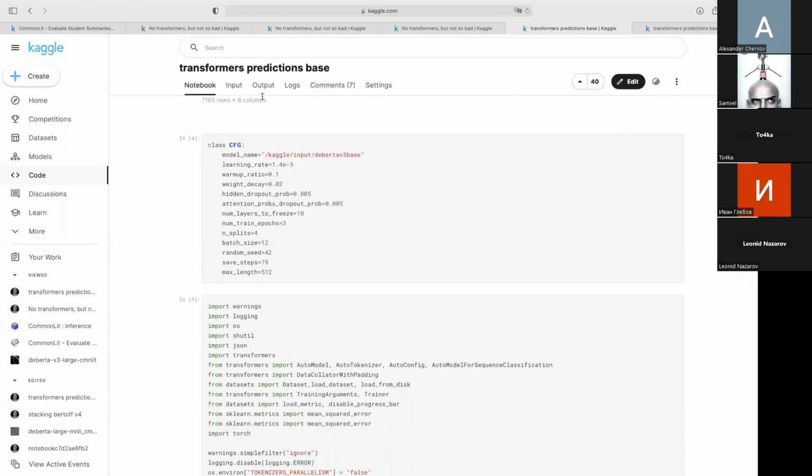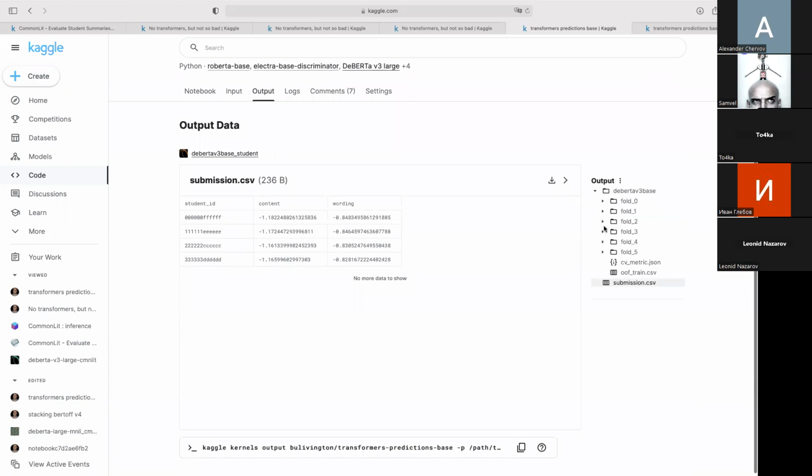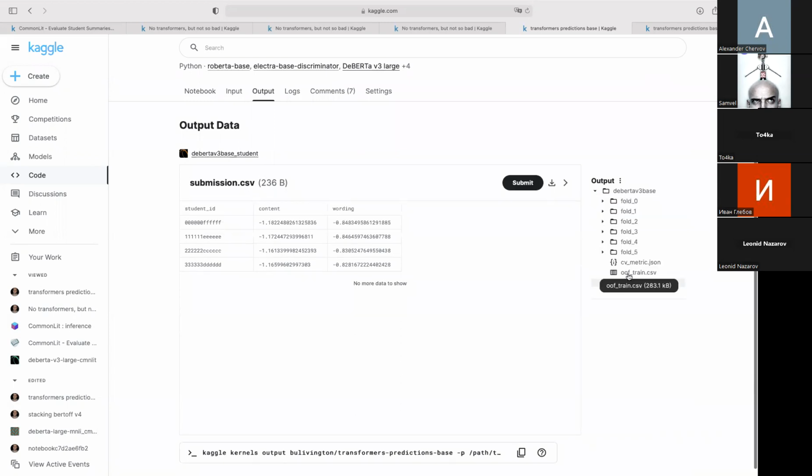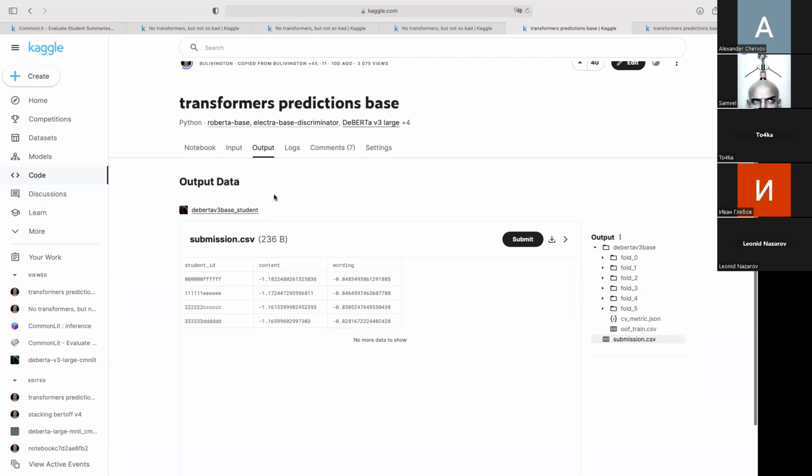Besides the pre-trained models, you can get out-of-fold predictions for the training dataset. And like I said before, it's a typical NLP competition, and out-of-fold predictions for the training dataset you can use in your future decision. I mean stacking. It's a good approach for me.